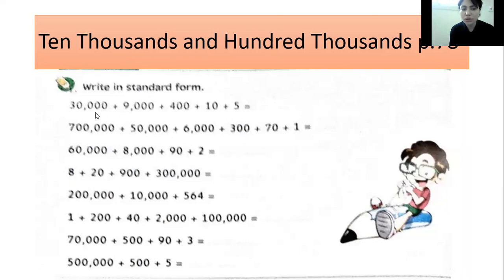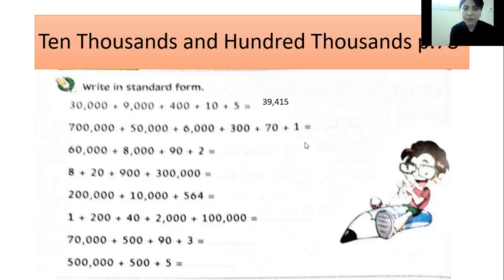Okay. Let's continue. Write in the standard form, 30,000 plus 9,000 plus 400 plus 10 plus 5. What is the greatest number? How many digits? 1, 2, 3, 4, 5. So the biggest number has 5. What is half 4? 9. What is half 3? 4. 1, 5. So this is the answer, 39,415.